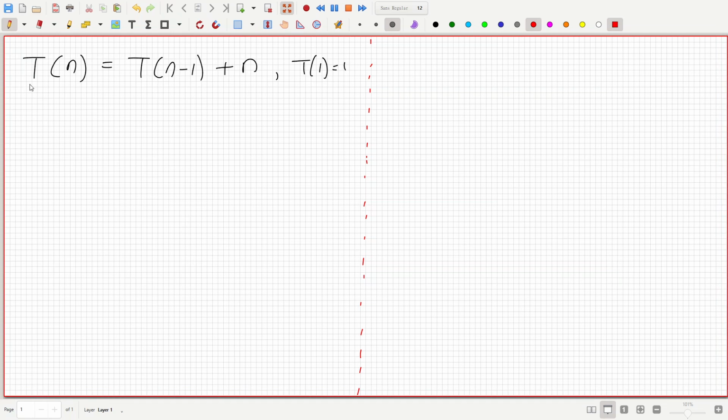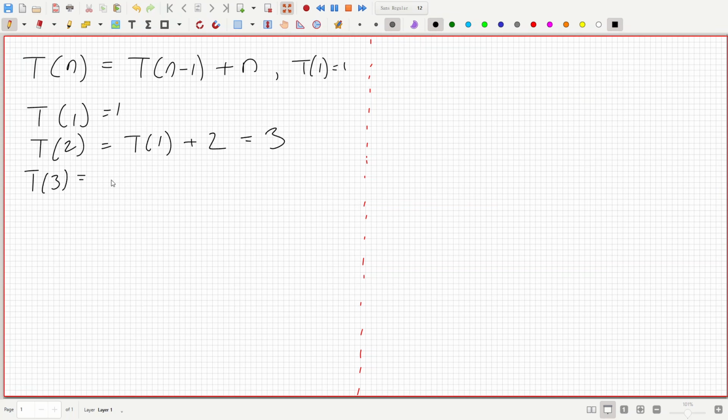Let us solve this by using the forward substitution method. We know that T1 is 1. T2, according to this formula, is T1 plus 2, which is 3.